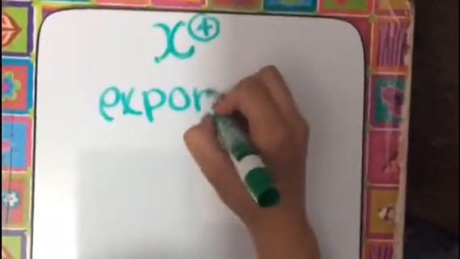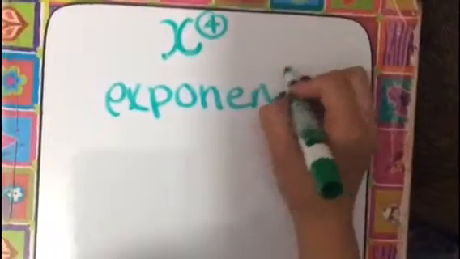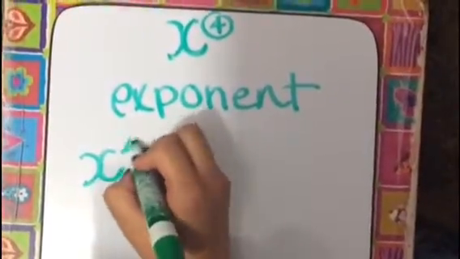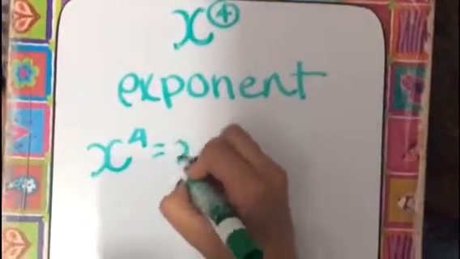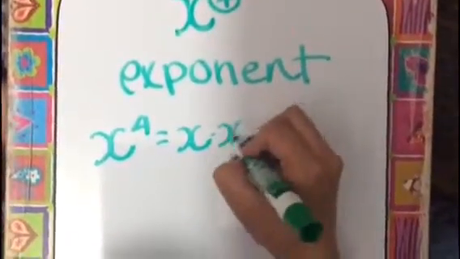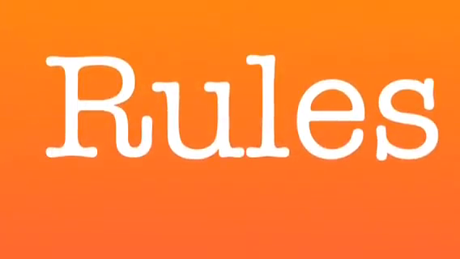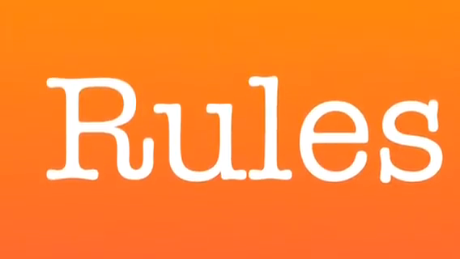The 4 is what we call the power. X to the power of 4 is the same as saying x times x times x times x. We have been learning the rules we need when using exponents.